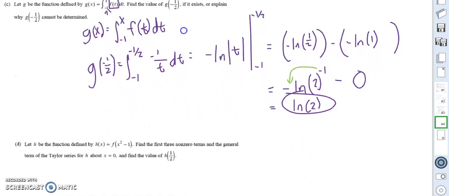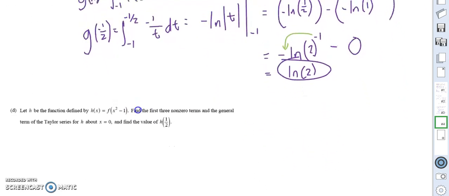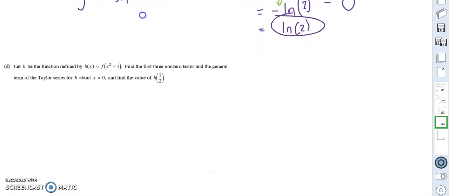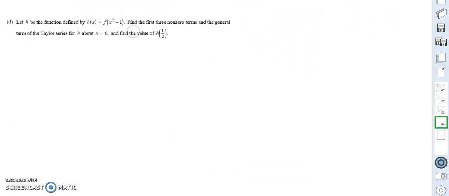And part D, this has not been a hard problem so far. I shouldn't say it's not hard, because I could imagine a person looking at this and saying that's hard. It's scary is what it more is. D, let h be the function defined by that. Find the first 3 non-zero terms in the general term of the Taylor series for h about x equals 0. And find the value of h of 1/2.